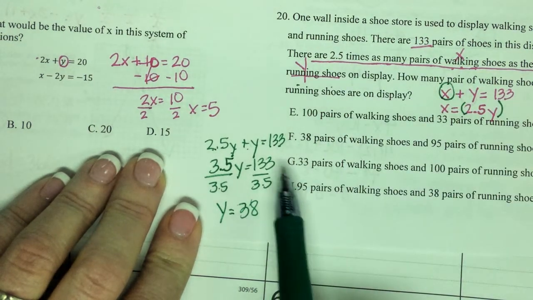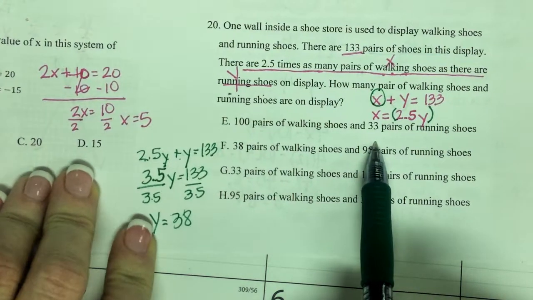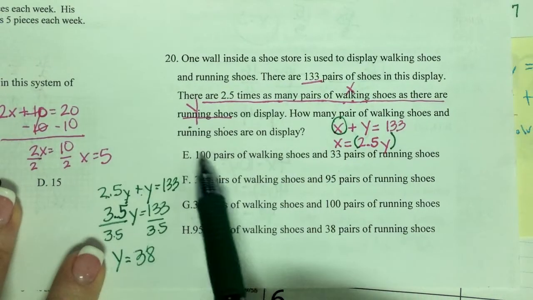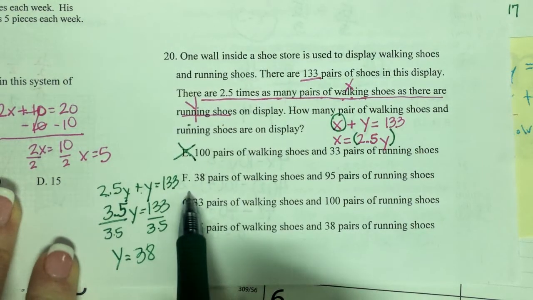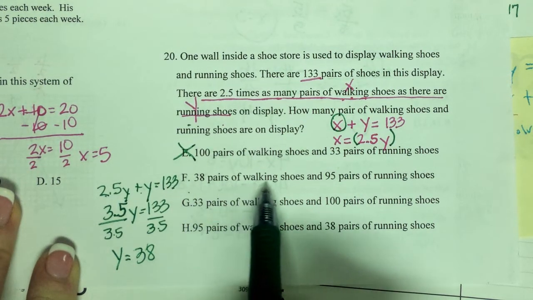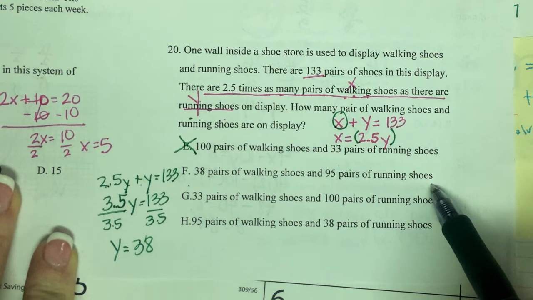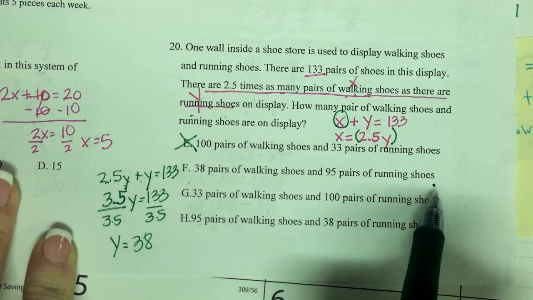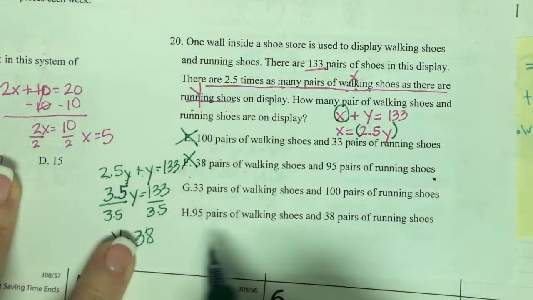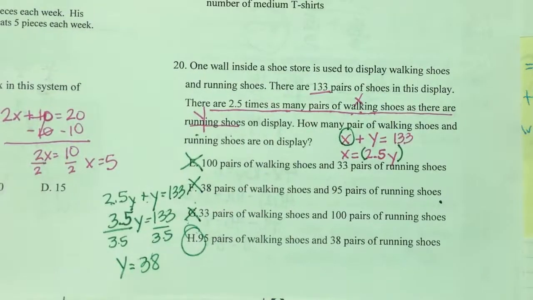All right, so let's go through here. This one doesn't even talk about 38, right? Does E talk about 38 anywhere? No. Yeah, that can't be a possibility. F says there's 38 pairs of walking shoes and 95 pairs of running shoes. Oh, because it's backwards? Yes. And y'all said no to G because that's not even a part of it, so yeah, it has to be H.